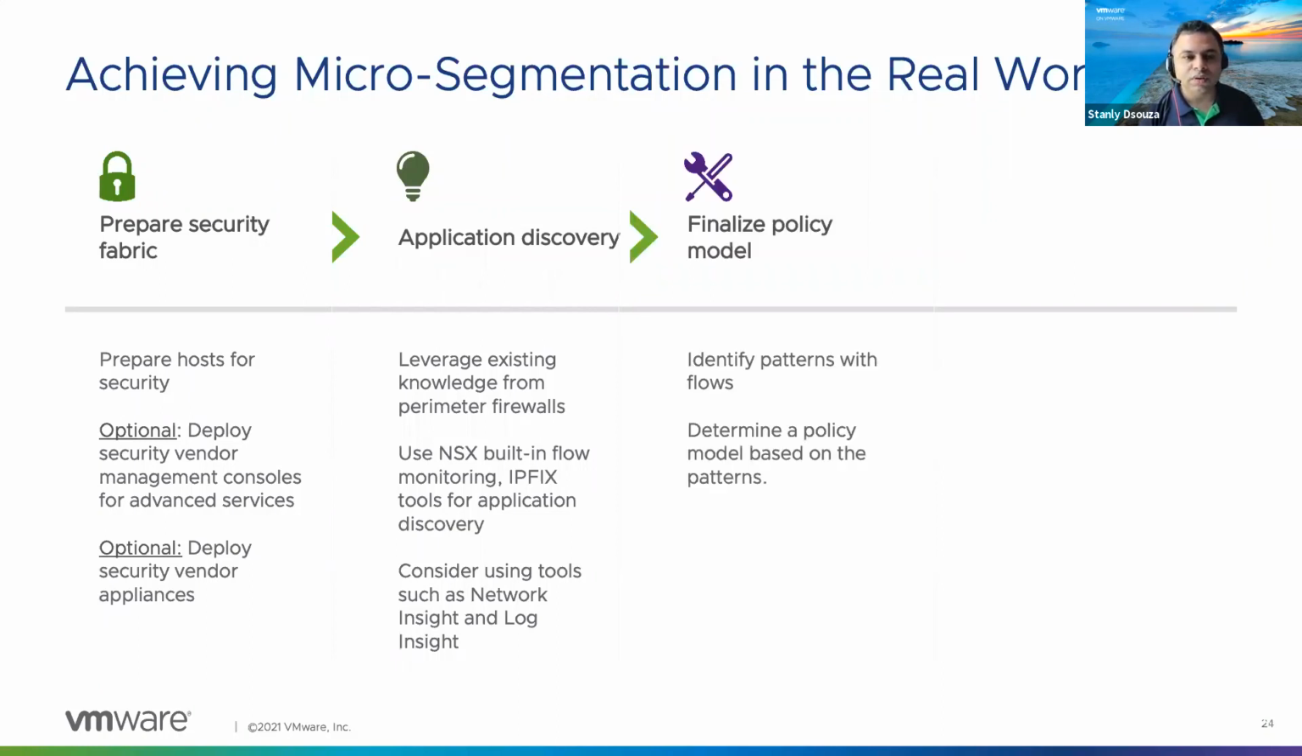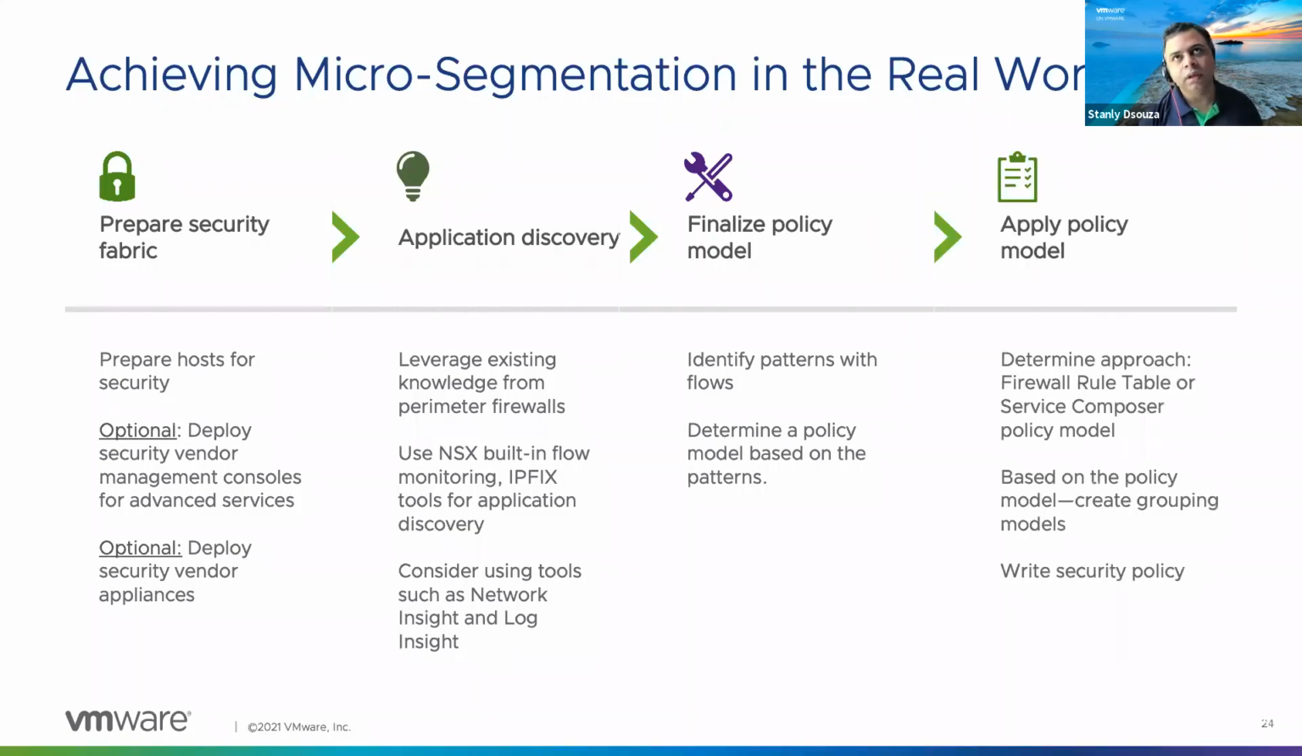Once we discover, we will be able to finalize the policy model. We will be able to identify the patterns and the flows of the application, determine a policy model based on the patterns, and use this finalized model and apply it to get the applications micro-segmented. Basically, this is the overall summary of how we can achieve micro-segmentation.